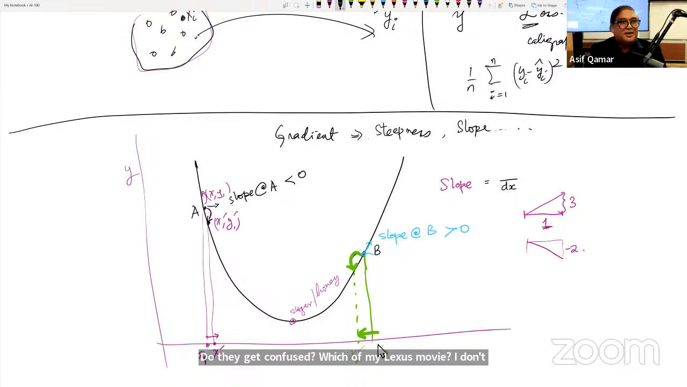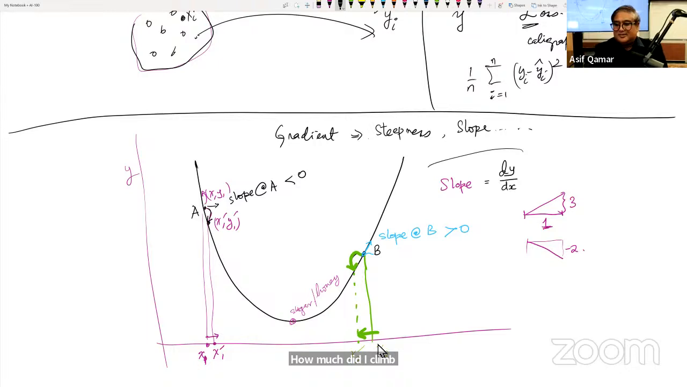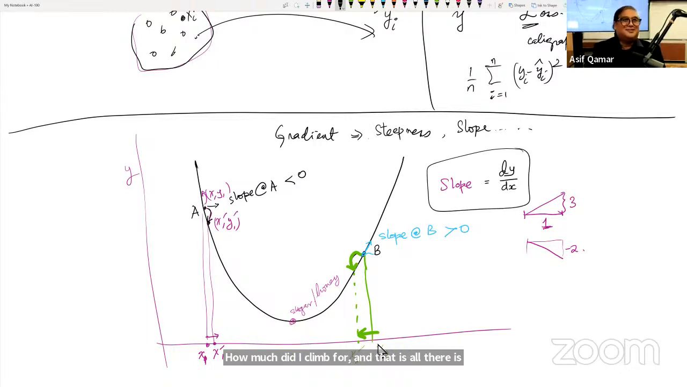Anyway, so let's say that they move a tiny distance dx. You would move some amount of distance y, isn't it? And you would agree that that is the definition of slope, isn't it? How much did I climb for a little bit of movement forward? And that is all there is to it. I mean, calculus is common sense, guys. And especially it is real life for ants. So now here slope is positive, here slope is negative.